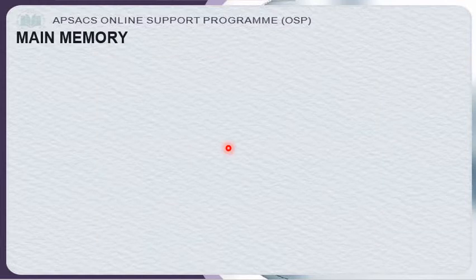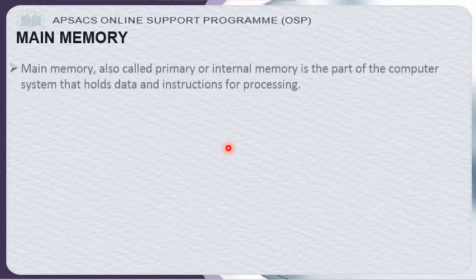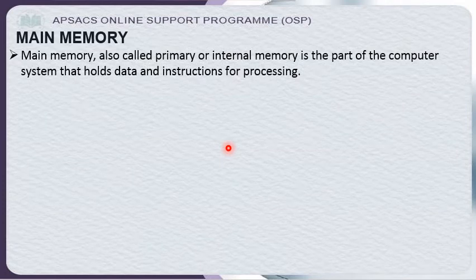Let's discuss the main memory. What is main memory? Basically, it is known as primary as well as internal memory. What is stored inside it? It contains programs as well as data which are going to be processed or which are being processed. So it holds that data as well as instructions for processing.